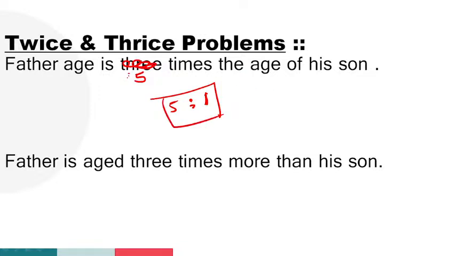For example, here instead of 5, say 10 times. Say we don't know the son's age; let it be 1. Father is how many times? 10 times. 1 into 10 is 10. So 10 is to 1, that is the formation, guys. Clear, all of you?